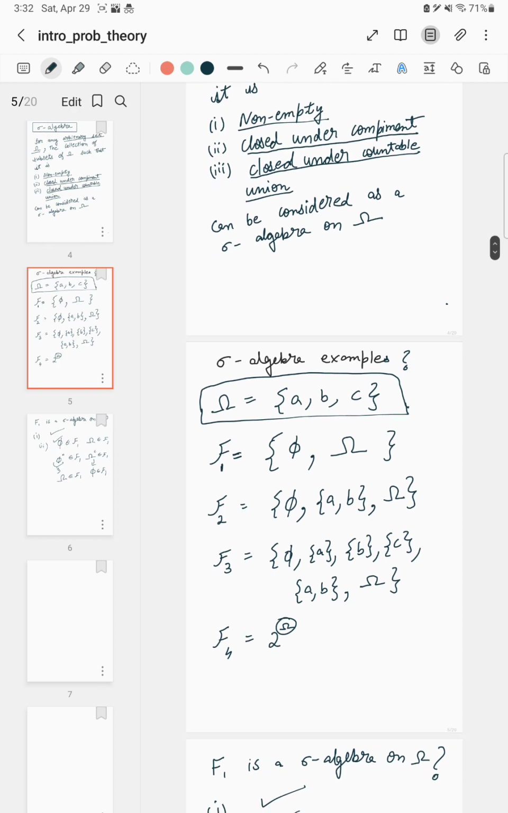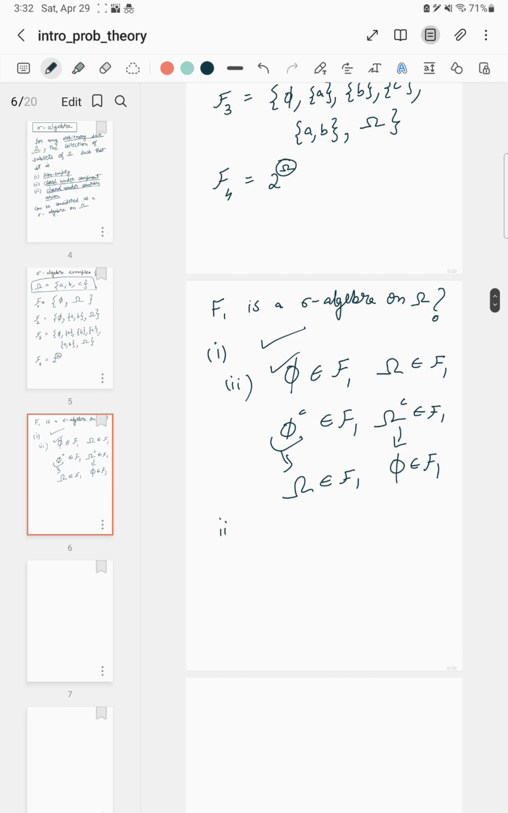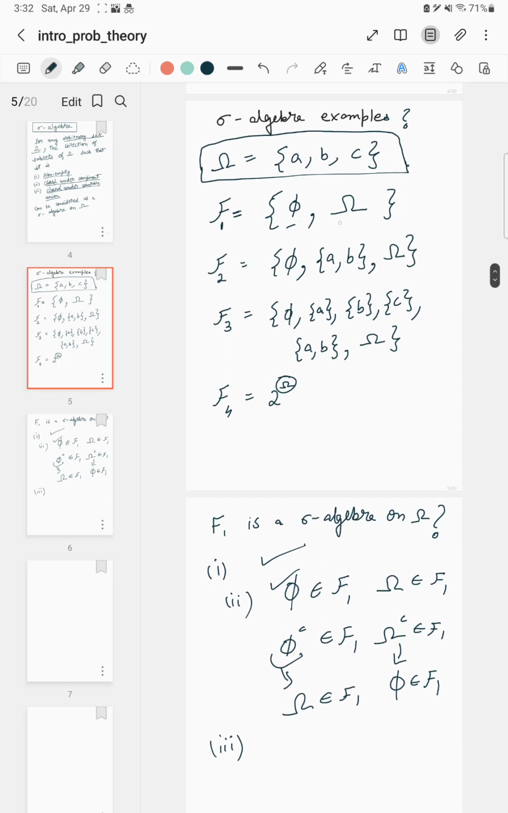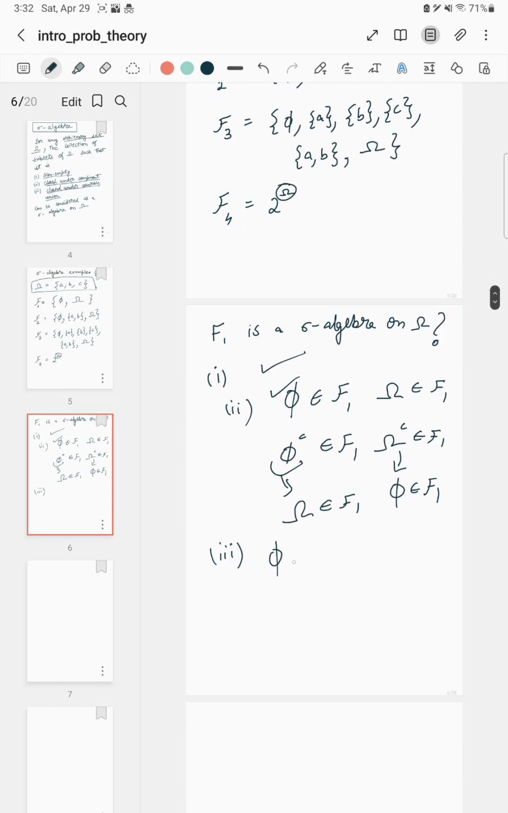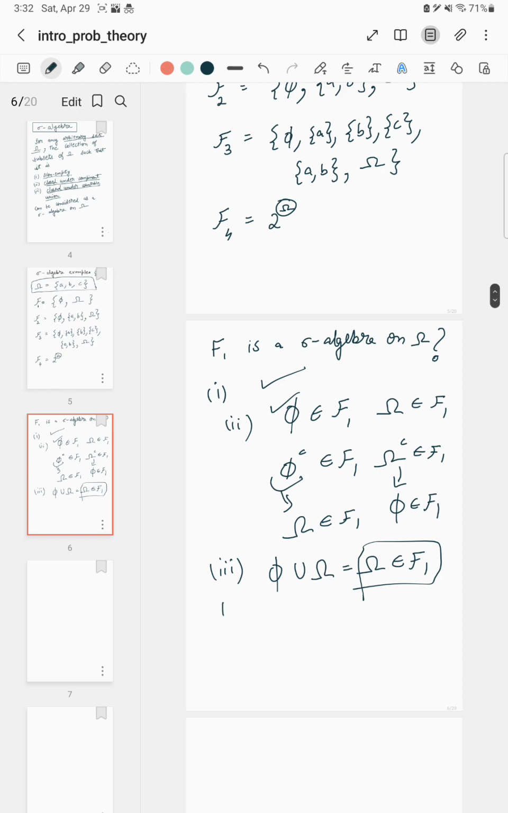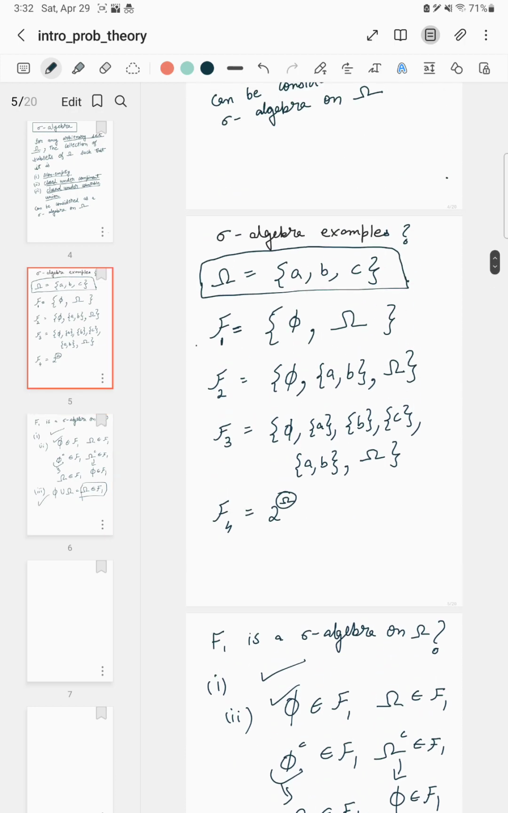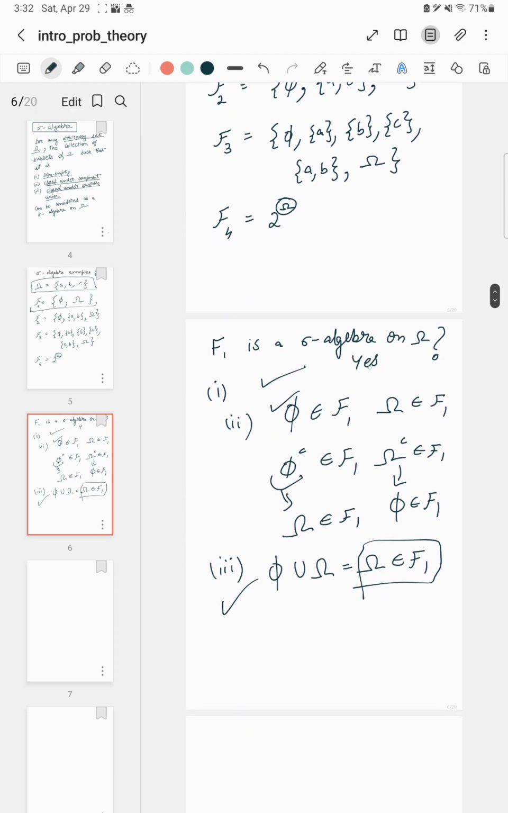Now let's see if it satisfies the third property, which is closure under countable union. Since it only has two sets, phi and omega, the union of both of these sets should also be present in F1. Phi union omega, which is nothing but omega, should be present in F1, and yes, we can see that omega is present in F1. Hence it follows all three properties. So we can say that F1 is a sigma algebra on omega. So yes, F1 is a sigma algebra on omega.